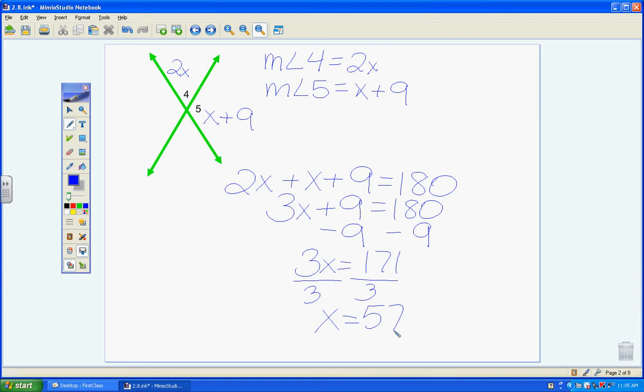So how would I find out the measure of angle 4? So 57 in for x. So in our calculator we would do 2 times 57. What do you get? Alright, so what about for the measure of angle 5? 57 plus 9, and that would give us? How do we know if we're right? 114 plus 66, and what should we get as our total? Do you? Okay.